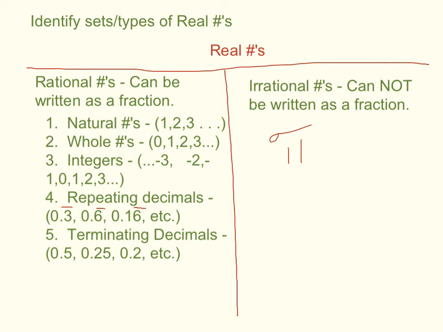Another common type of irrational number is square roots that aren't perfect. For example, the square root of 2. There's no number times itself that equals 2. So the square root of 2 is an irrational number.